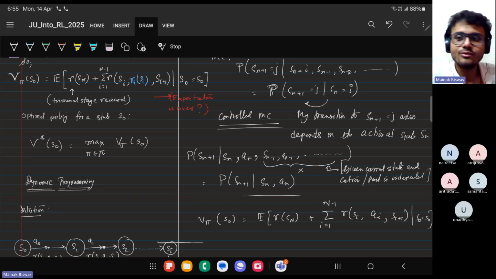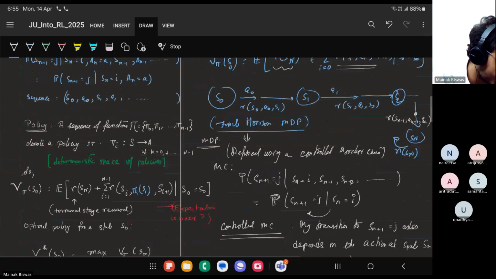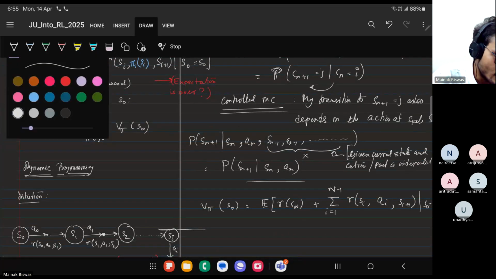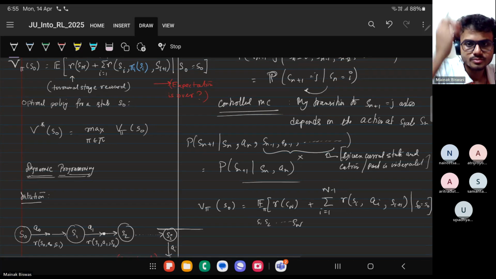Now, can anyone tell me what is this expectation over? That is the first question that I have to ask you. What are the random variables here? Do you agree that given a policy pi, S0, S1, S2, and so on up to Sn, with S0 given, these are the random variables, yes or no? Fine.